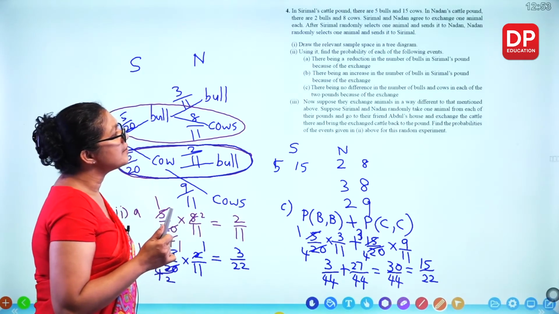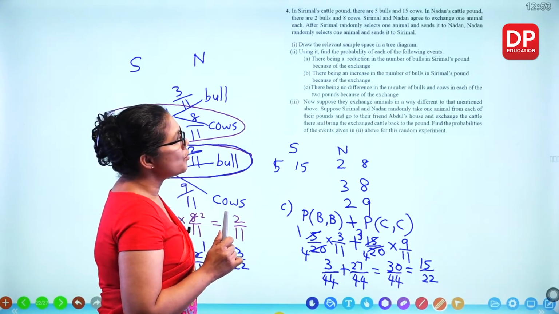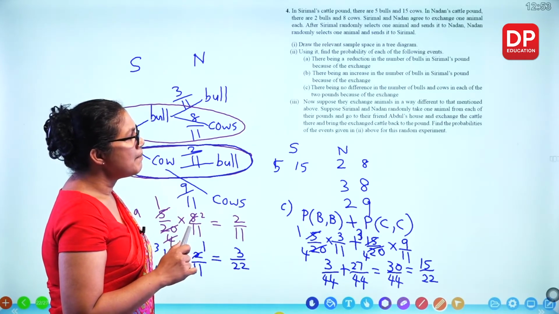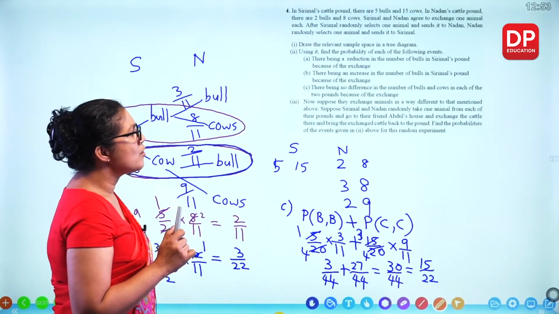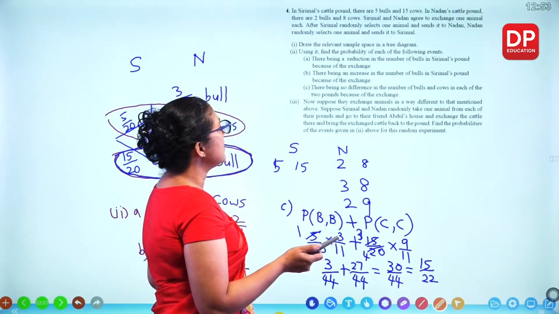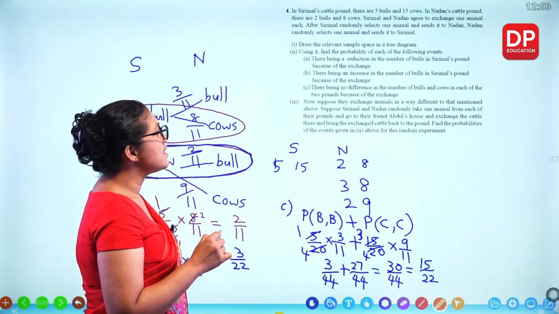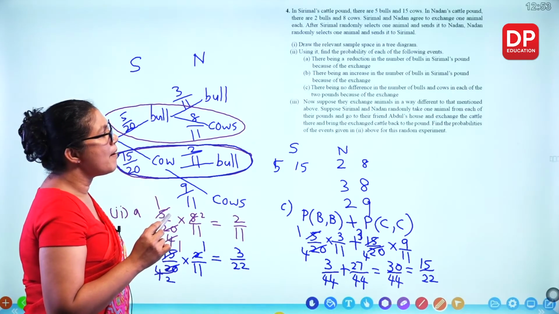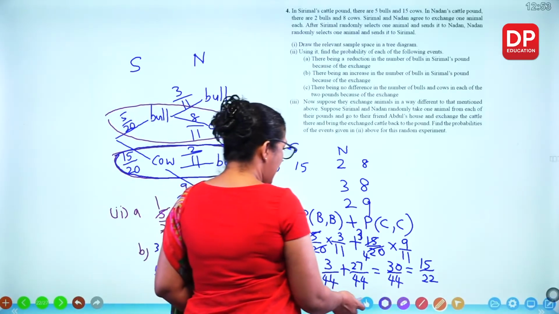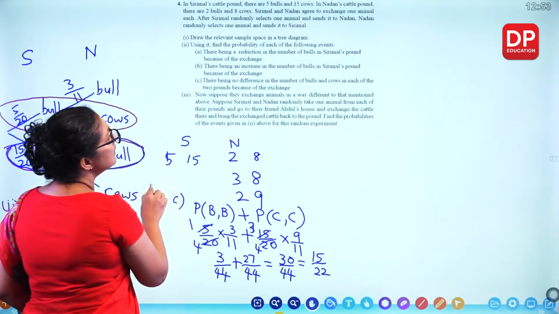Now, third part. Now, suppose they exchange animals in a way different to that mentioned above. Suppose Sirimal and Nathan randomly take one animal from each of their pounds and go to their friend Abdul's house and exchange the cattle there and bring the exchanged cattle back to the pound. Find the probabilities of the events given in part 2 above for this random experiment. Now we'll see the next case. I'll take this side.